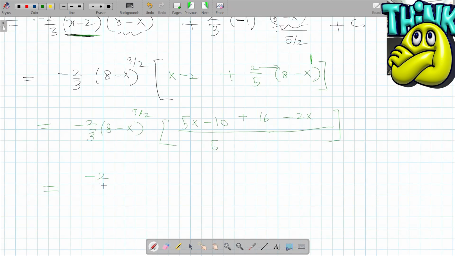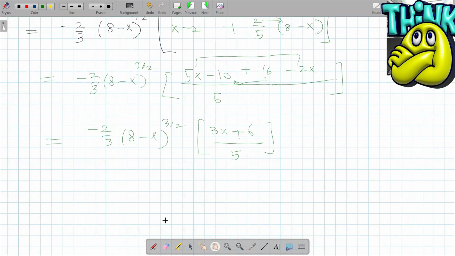So minus 2 over that, minus x, 3 over 2. 5x minus 2x will be 3x. 16 minus 10 will be 6, divided by 5. So what is common? 3 is common.